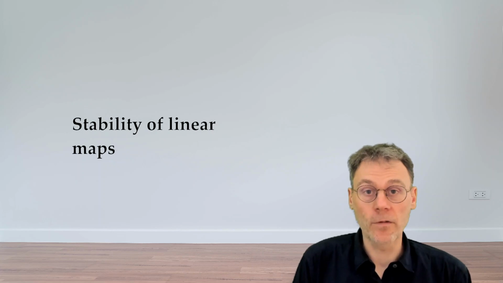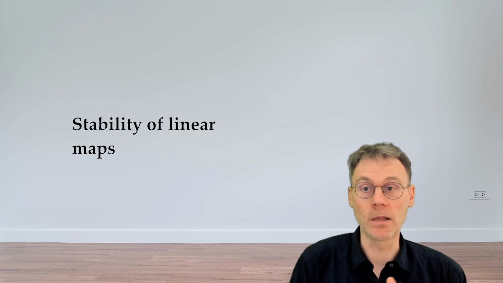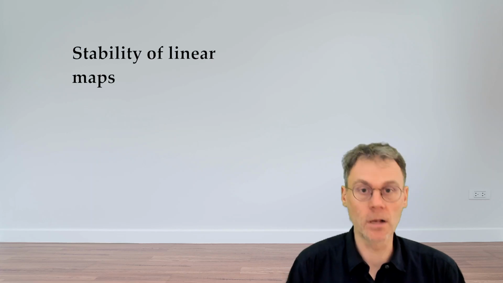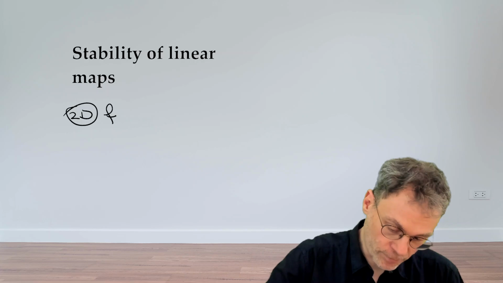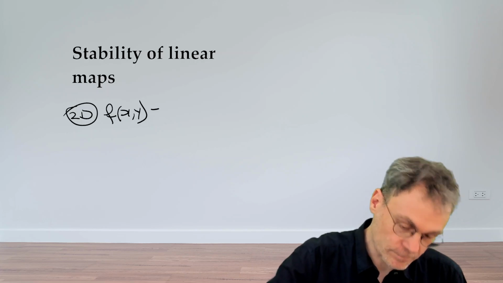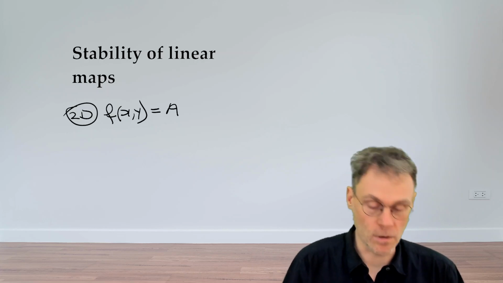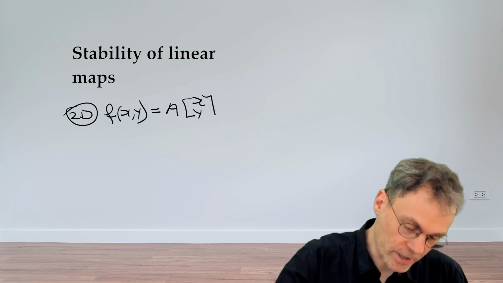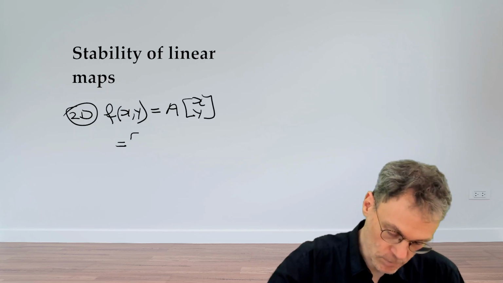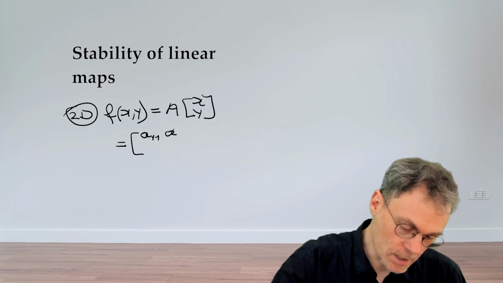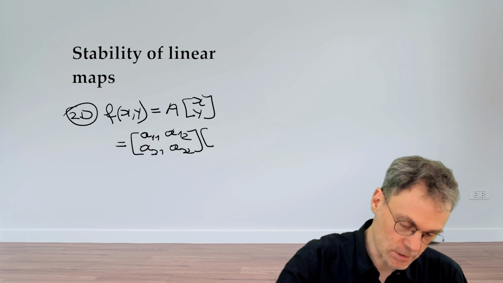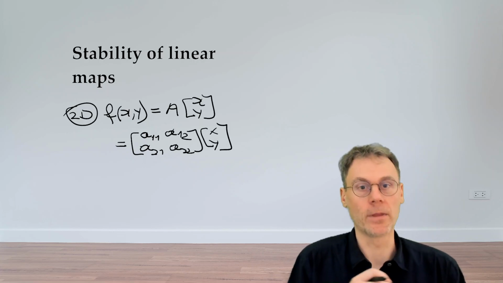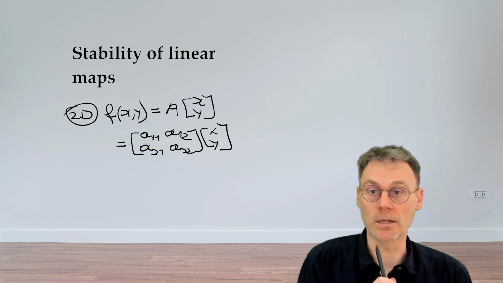Let's look at the stability of fixed points of higher dimensional linear maps, and to make our life notationally a little bit easier, let's take a look at a two-dimensional situation. So where we have a 2D map, where we have two inputs, x and y, and because it's a linear map, the output of that map is just given by the multiplication of a matrix A with the column vector x, y. So A is a bona fide matrix, A11, A12, A21, A22 times this column vector x, y. Okay, so these are the linear maps that we're looking at here.